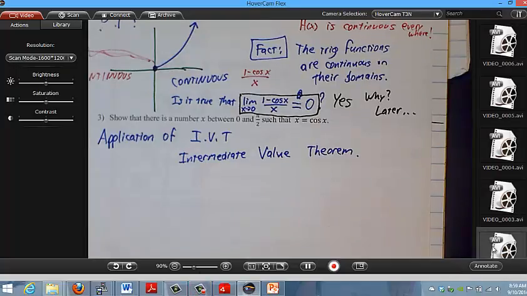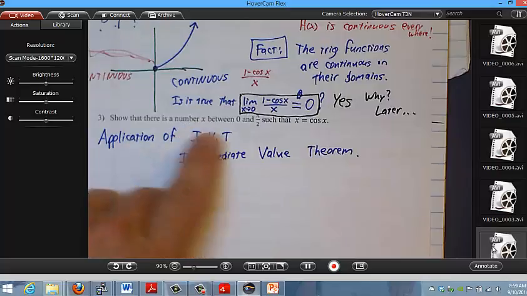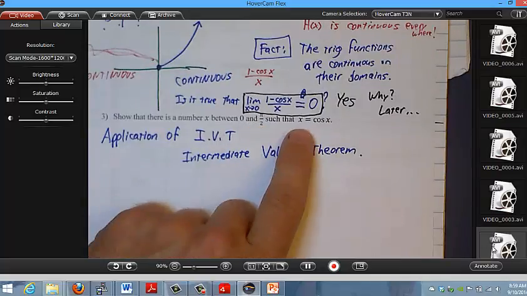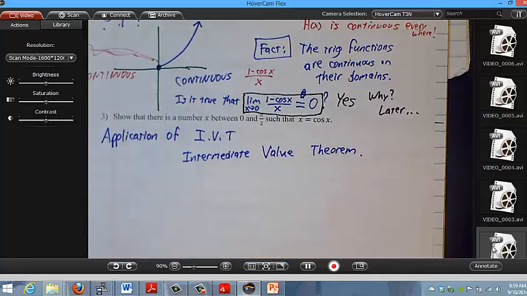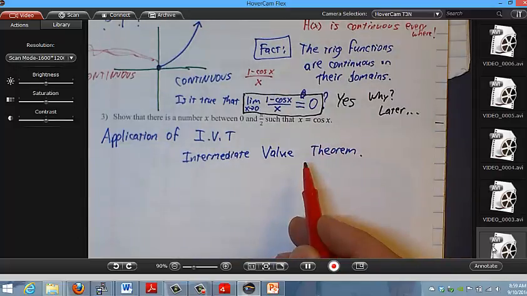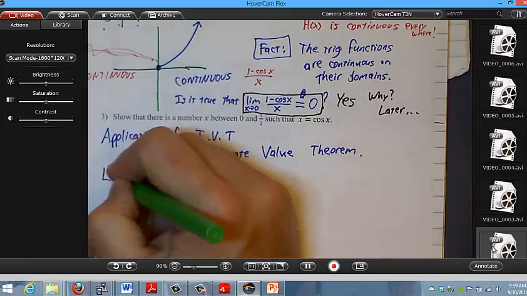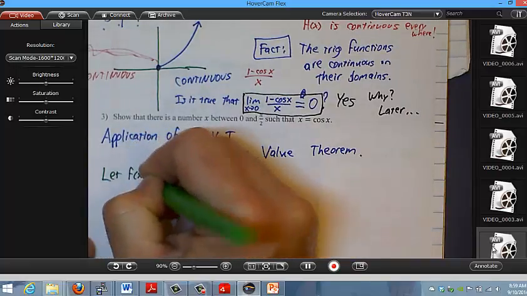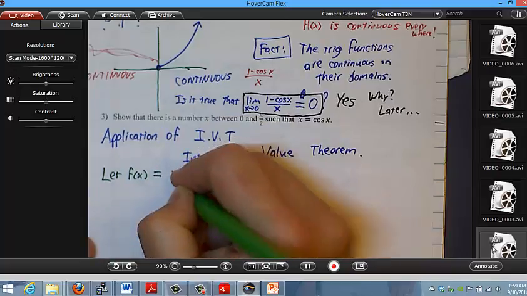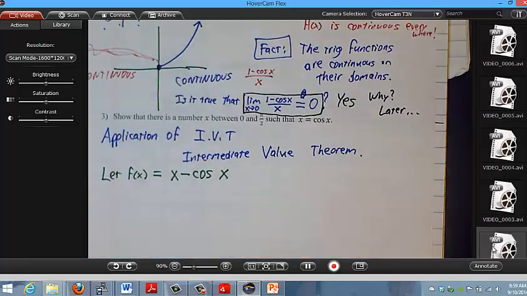On the group work, I said, show that there is a number x, right? That's existence. Between 0 and pi over 2, such that x equals cosine x. Let me draw a picture, guys. And the way to do this theorem is to use the intermediate value theorem. So watch how this goes. I'm going to let my function f of x be the function x minus cosine x.